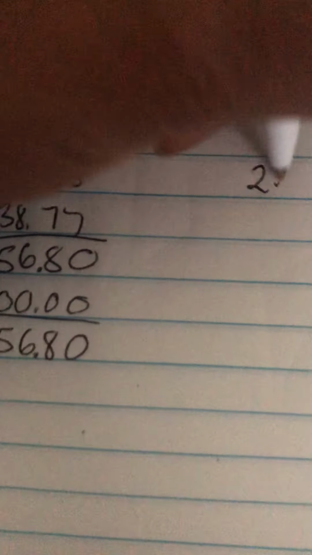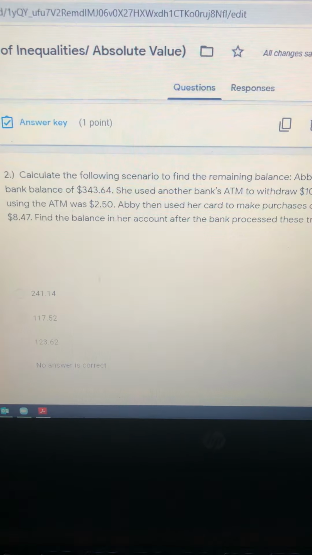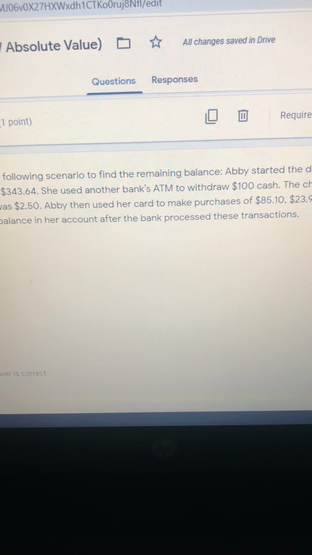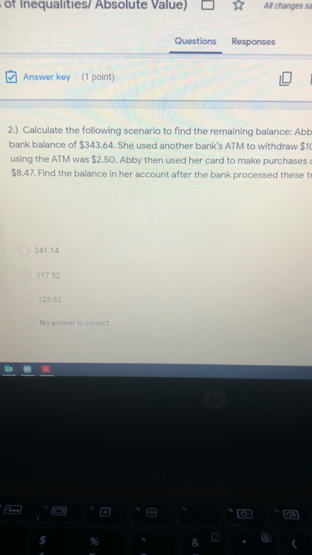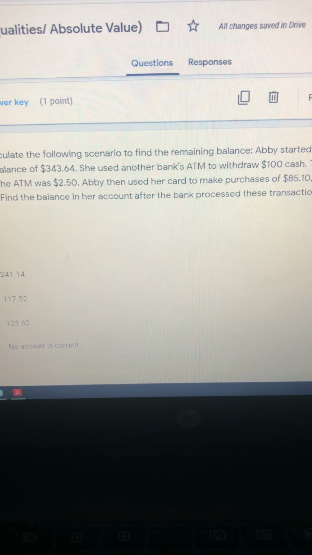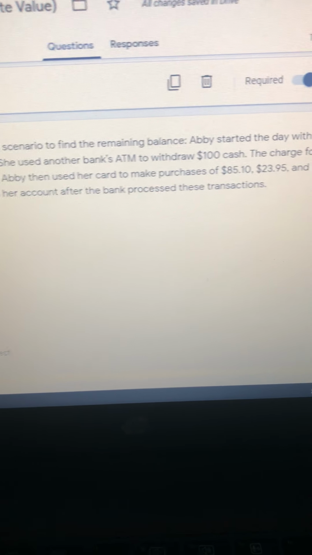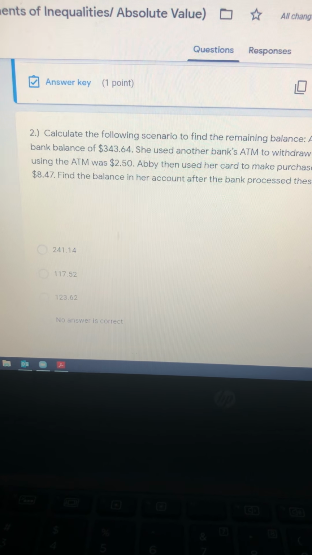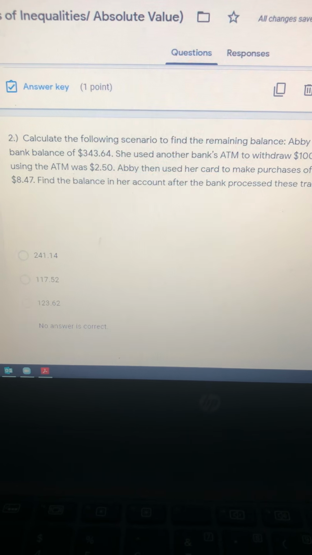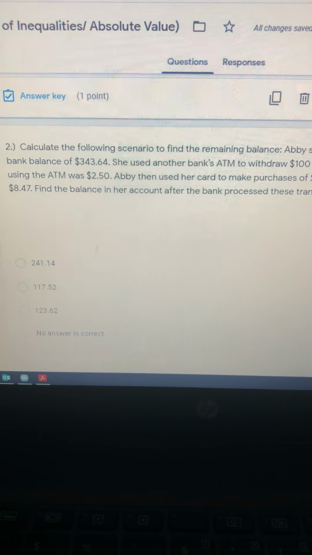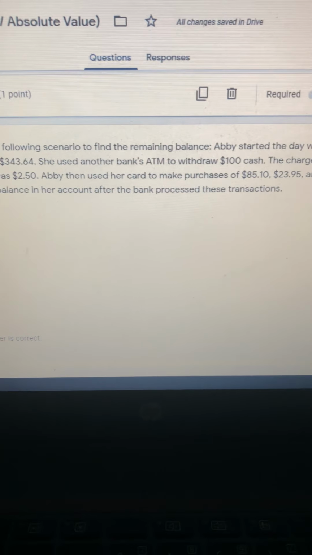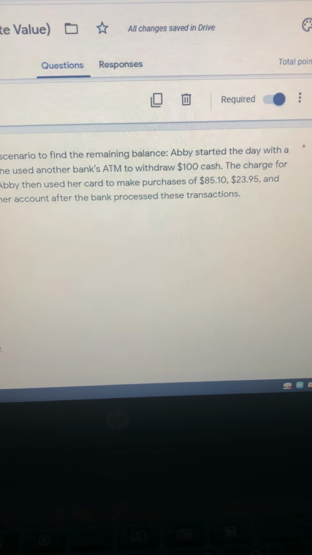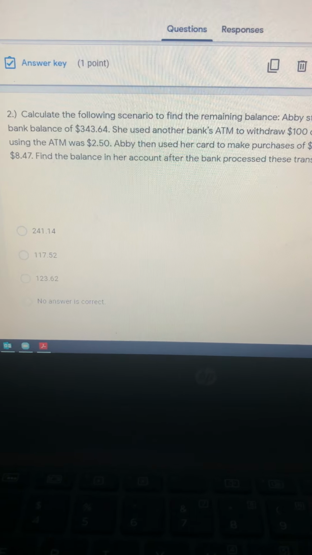Let's check number 2 out. Number 2 says, calculate the following scenario to find the remaining balance. Abby started the day with a bank balance of $343.64. She used another bank's ATM to withdraw $100 cash. Withdraw, there's that word again. The charge for using the ATM was $2.50. So that's also something that you have to be aware of. You're getting charged to use another ATM. Abby then used her card to make purchases of $85.10, $23.95, and $8.47.